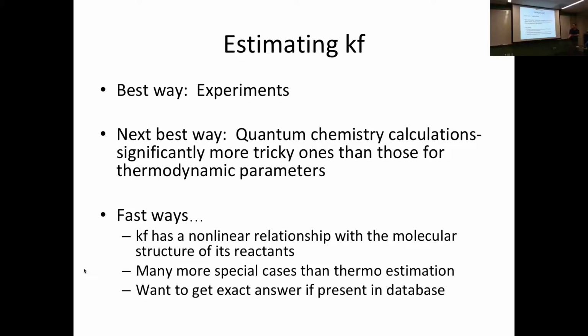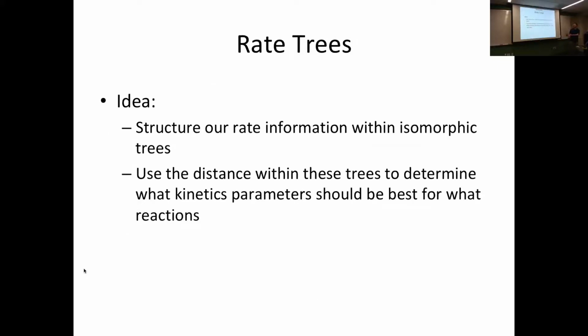So kf has a nonlinear relationship, unlike thermo. There are nonlinearities within thermo, but they're nowhere near as strong as they are for rates. And there are a lot more special cases in thermo estimation, and also we'd like to get the exact answer if it's present in our database. And so what RMG implements is a set of rate trees, where we structure our rate information within isomorphic trees.